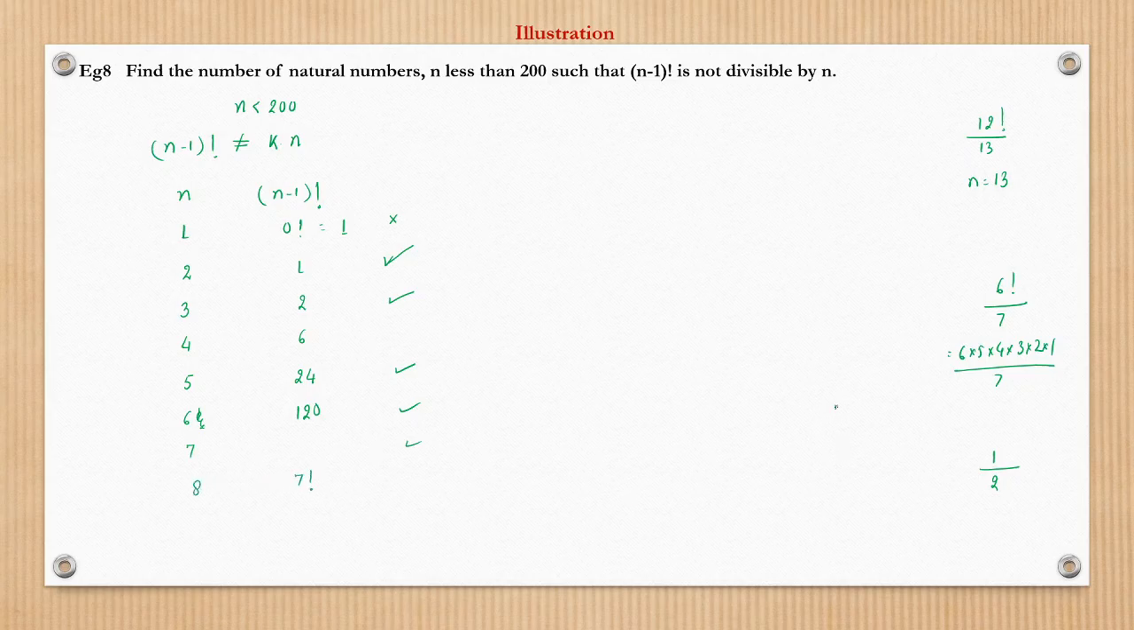Now if I see 7 factorial, so 7 factorial by 8 will be nothing but 7 into 6 into 5 into 4 into 3 into 2 upon 8. So 4 2's are 8. This cancels out.